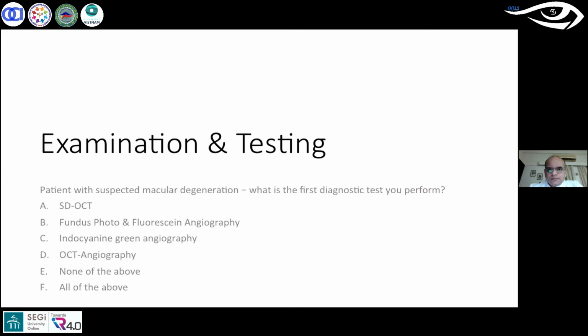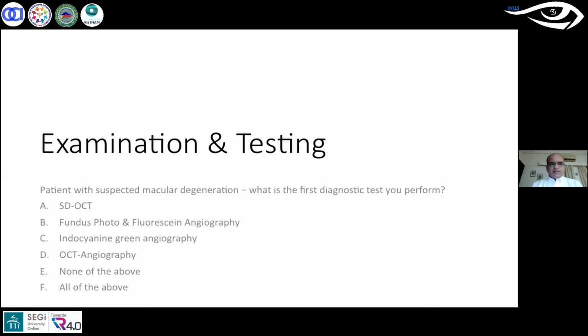So the majority of them think they want to do a fundus photo as well as a FFA, fundus angiography, followed by all of the above. Quite a few tests, and then SDOCT, and very few people would want to do ICG and OCTA. Okay. So it's a good outcome. Maybe things may change at the end of this. Let's take a look.